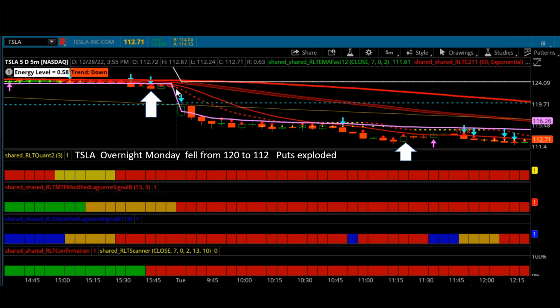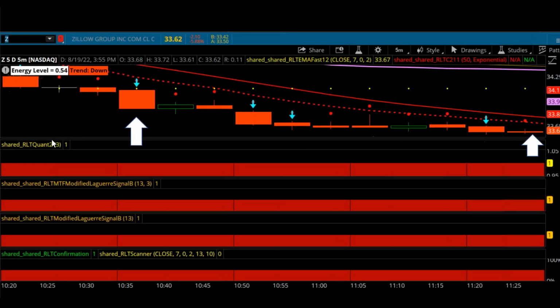It fell from 120 when we got into the trade and went down to 112 overnight, and those split puts exploded like $6.50 or $7 a contract on that. And we actually stayed in it as long as it stayed below the VWAP. It broke down here again, and we stayed in it right to here. And I think at that point in time we just wanted to take the money, but that's Tesla right there.